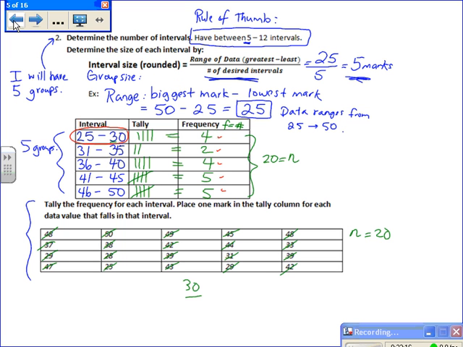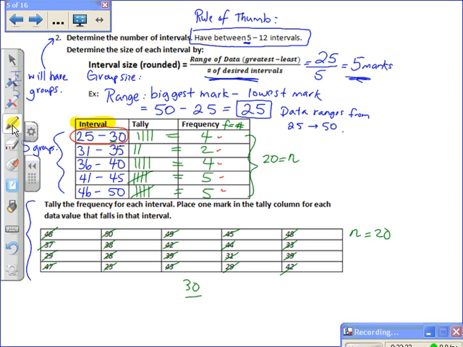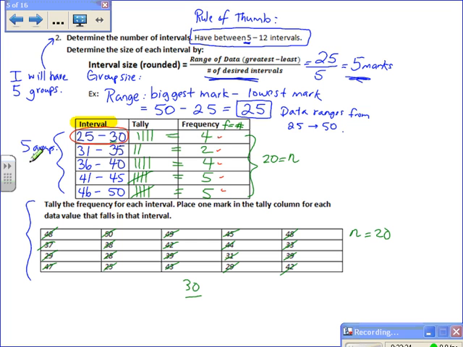So the 2 things that I'm going to be plotting are the intervals against the frequency. The first interval was from 25 to 30, and then 31 to 35, and it went all the way up to 50. So I have a total of 1, 2, 3, 4, 5 groups that I have to put on my bottom axis, and I'm going to label my axis just like this. So the first group is going to go from 25 to 30.